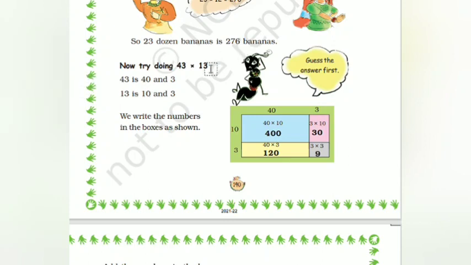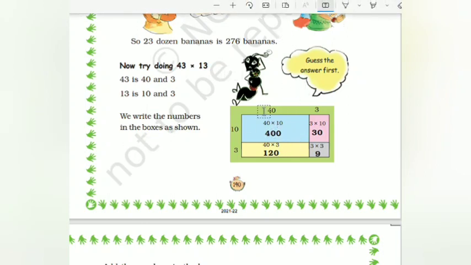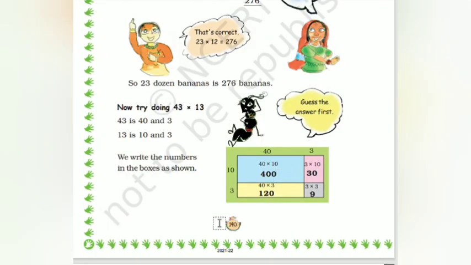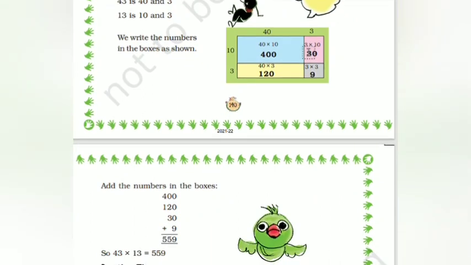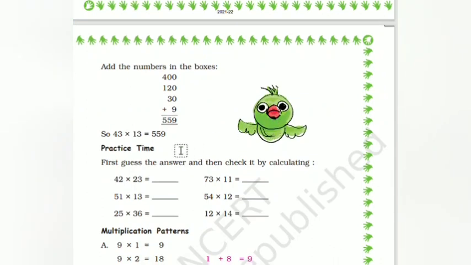Now try doing 43 multiplied by 13. How to do that? You have to draw one column. On the top side, we will write 43 as 40 and 3. 13 can be written as 10 and 3. So, cross multiplying, 10 multiplied by 40, we get 400. 10 multiplied by 3, we get 30. 40 multiplied by 3, 120. 3 multiplied by 3, 9. Okay, so we have to add the numbers in the boxes. 400 plus 120 plus 30 plus 9 is equal to 559. Okay.